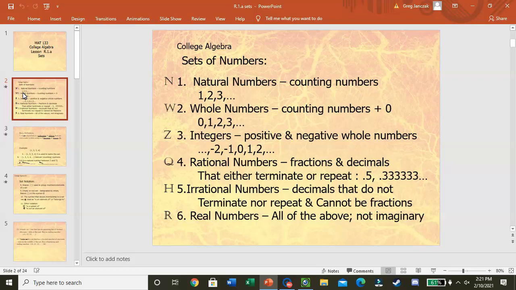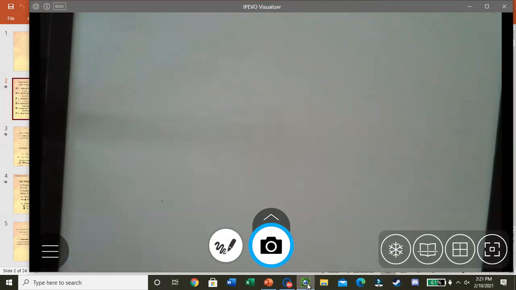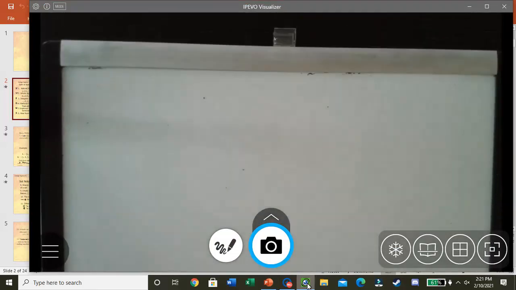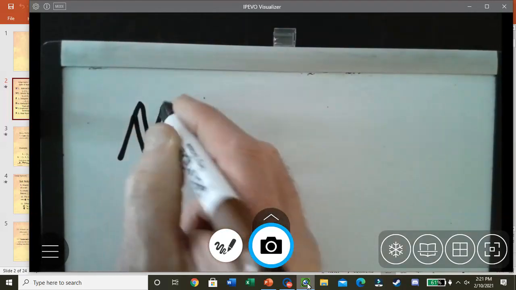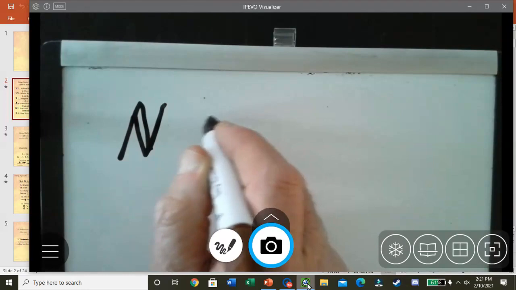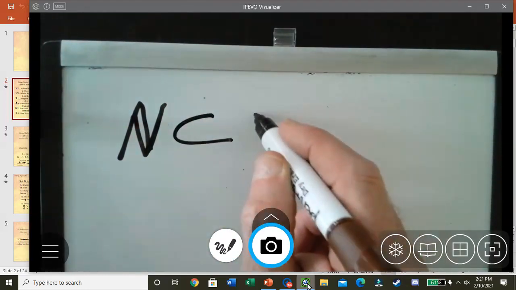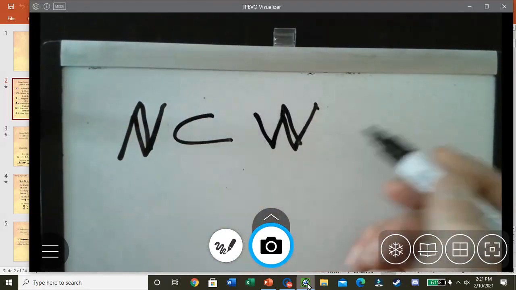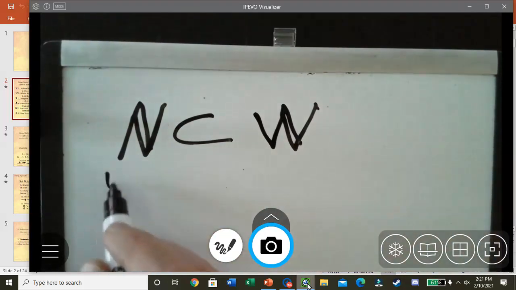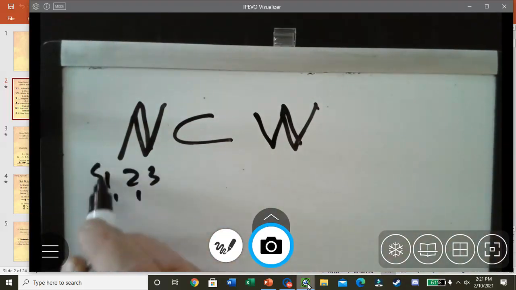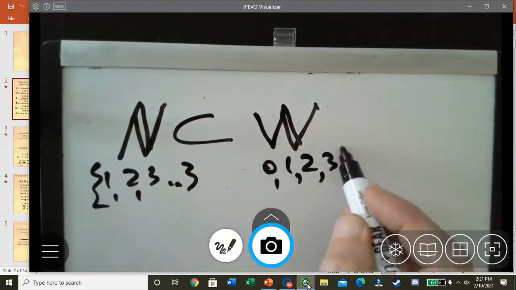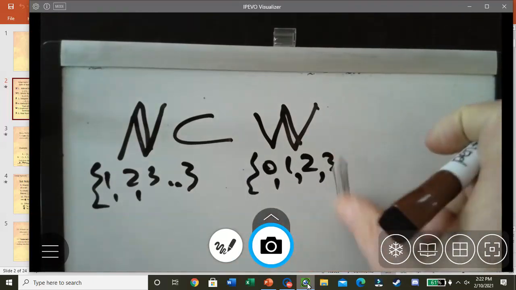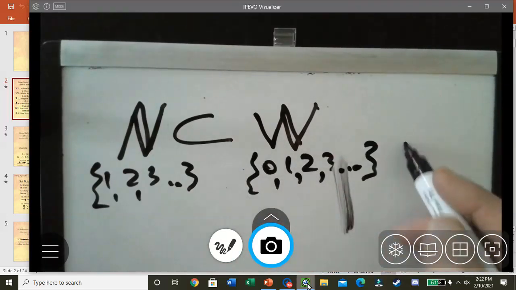So we can say that natural numbers, and I like to use a little fancy symbol in there, natural numbers is a subset of whole numbers. Okay, 1, 2, 3, and 0, 1, 2, 3. So this is true.